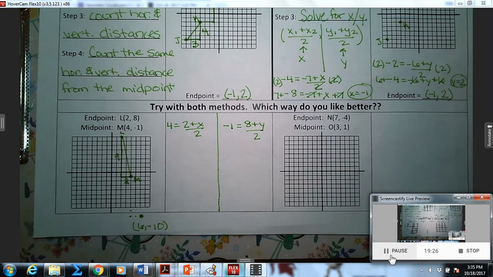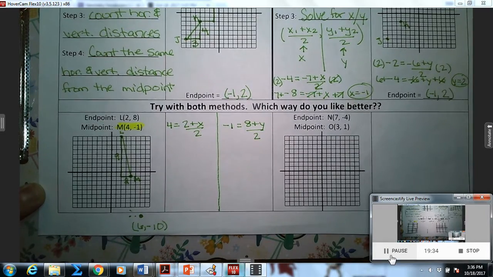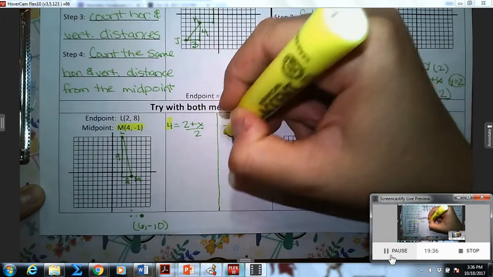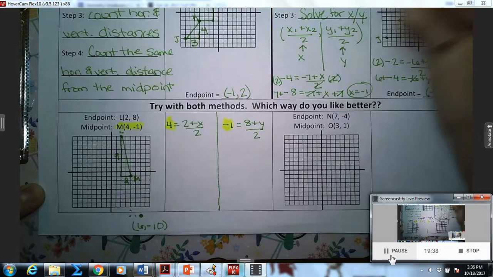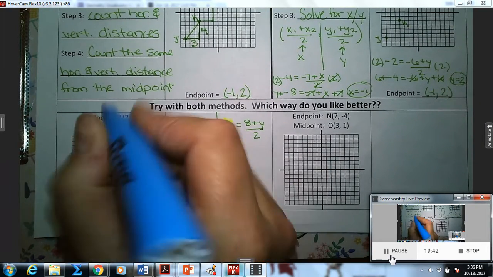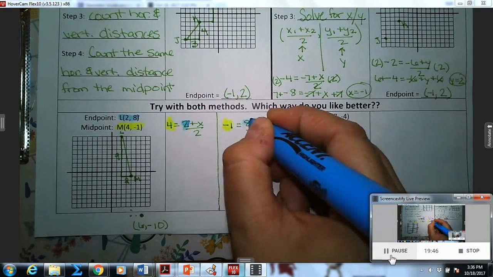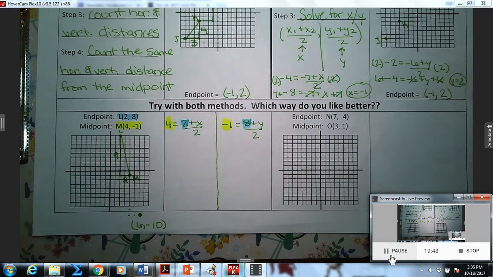First, let's check out my algebraic setup. I've set up two miniature equations. The midpoint is the 4 and the negative 1. So each miniature equation is set equal to the midpoint. The endpoint is 2, 8. And those are the values that are in the miniature equations. Now I'm going to use my algebra skills to solve for x and y.